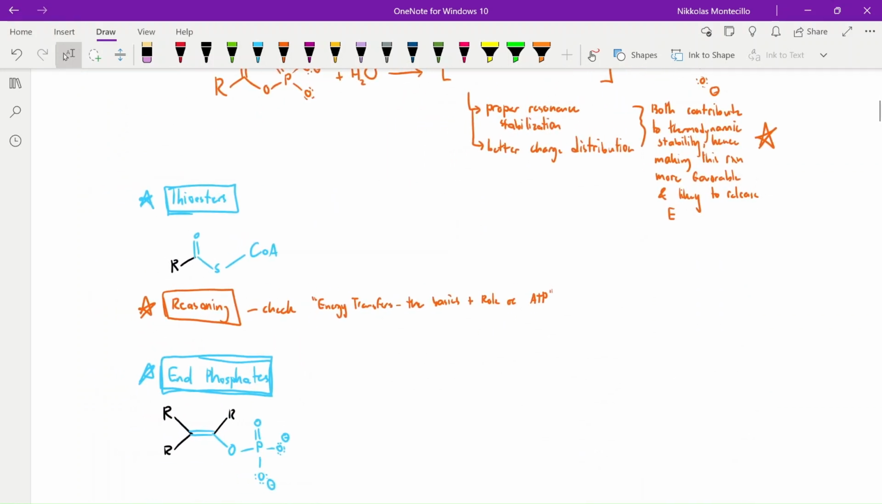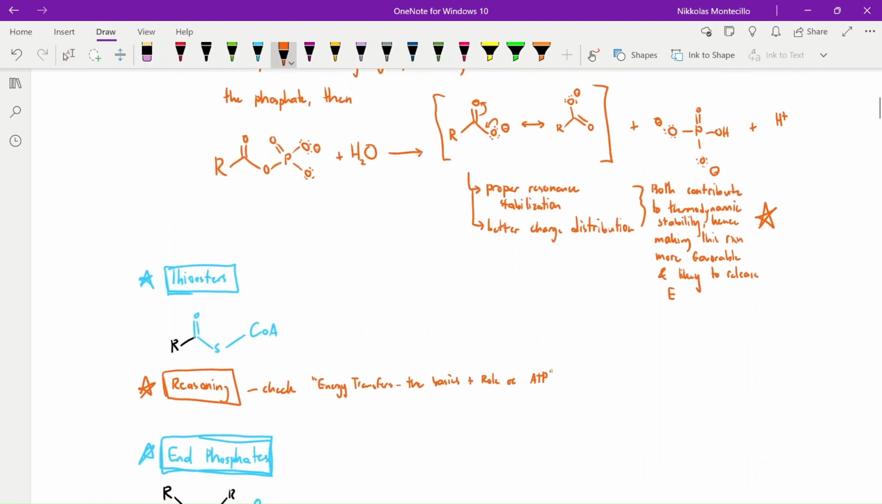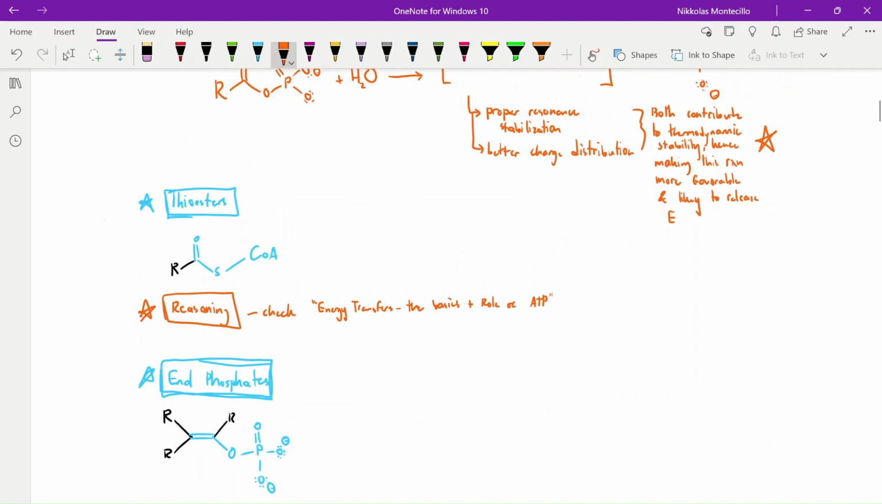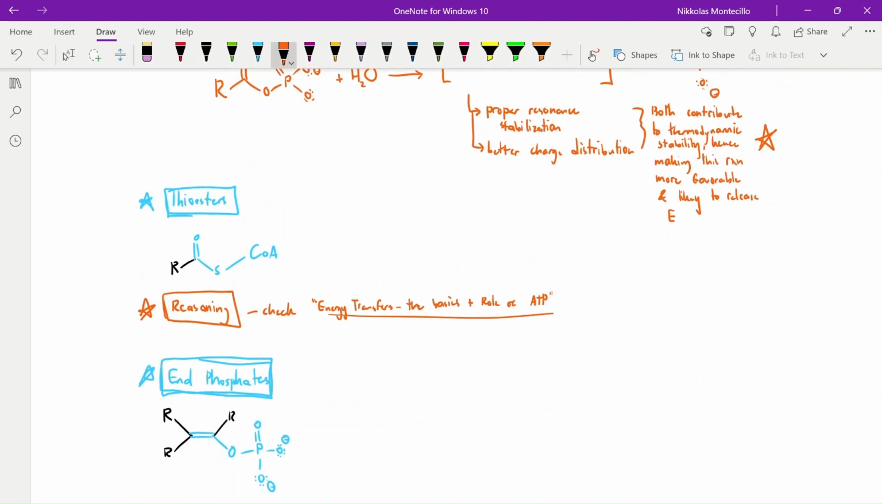Thioesters, I explained this before in one of my earlier videos. I believe it was on high energy intermediate compounds. So thioesters, if I remember correctly, also had similar reasons to acyl phosphates to possess a huge amount of potential energy for reactions. If you want to take a look, just check back in this video here, energy transfers and the basics plus the role of ATP.